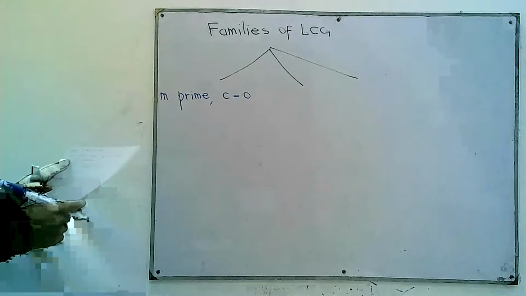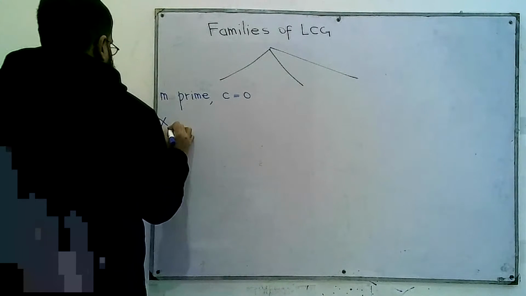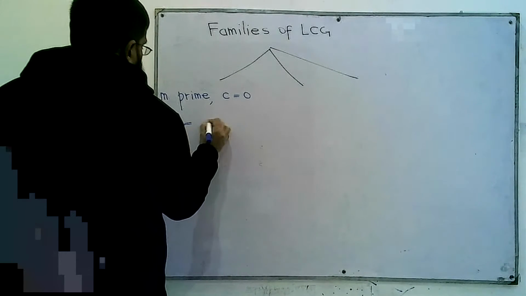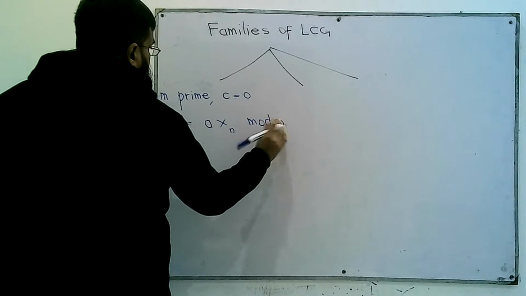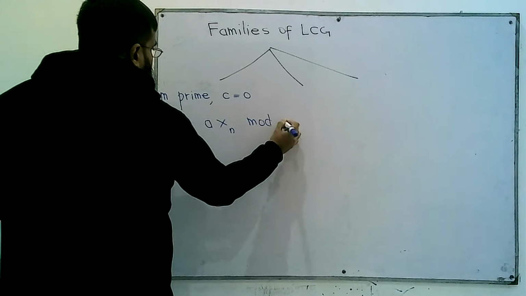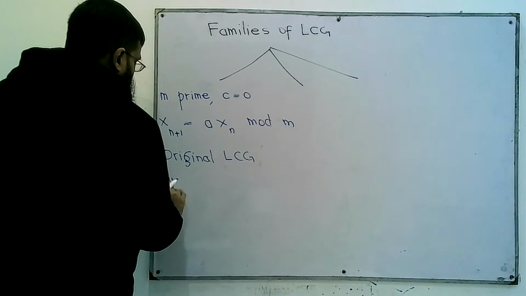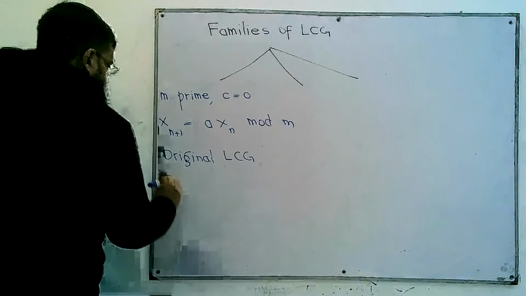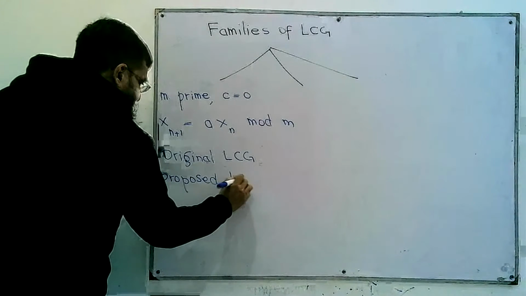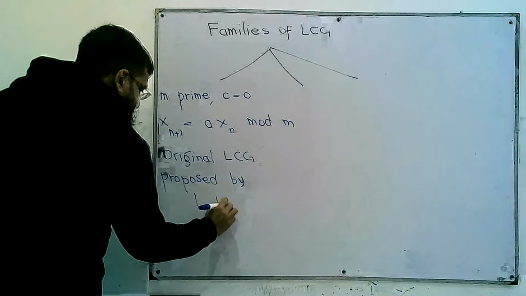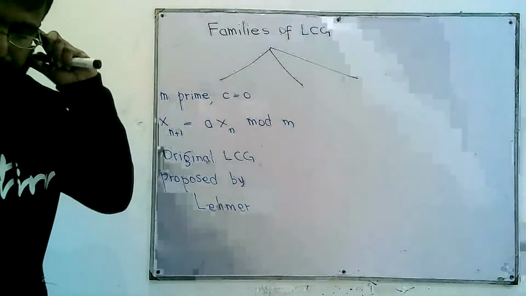M is prime and c is 0, and of course the period would be m minus 1, and x(n+1) is a x_n mod m. So c is gone from this, because c is 0, by the linear congruential generator proposed by the scientist Lehmer. Lehmer proposed this. This is the original LCG.